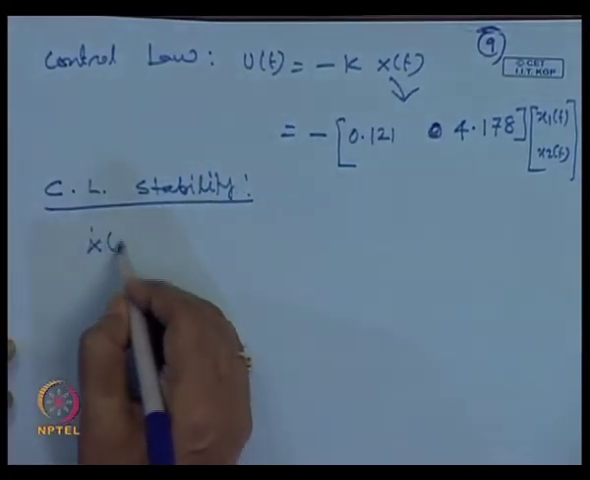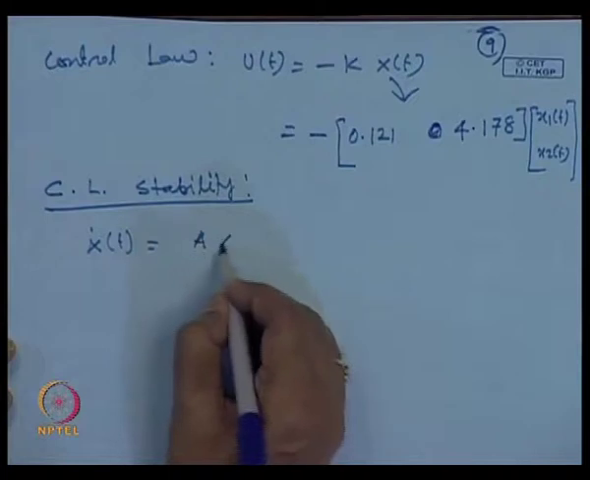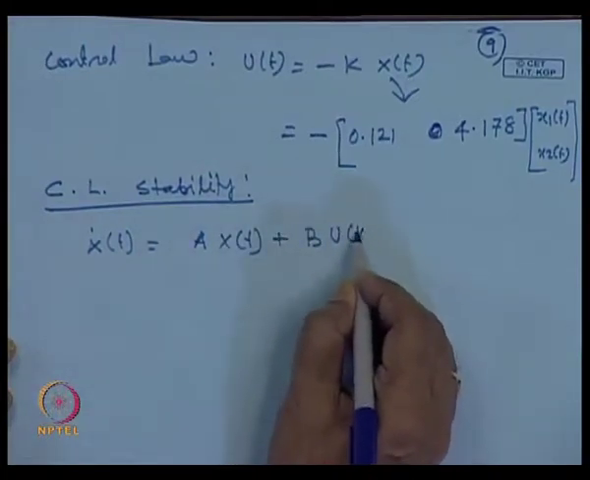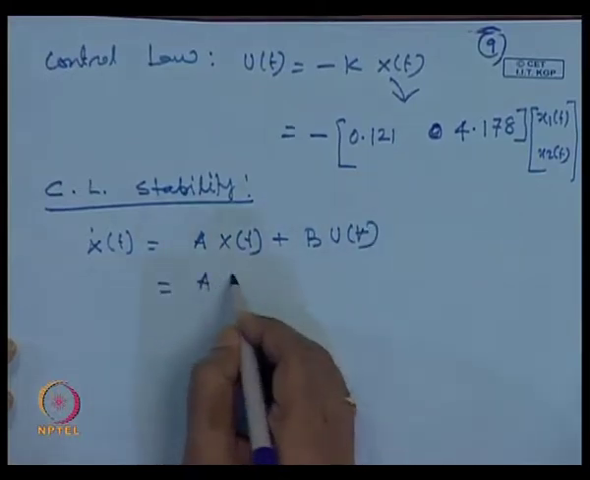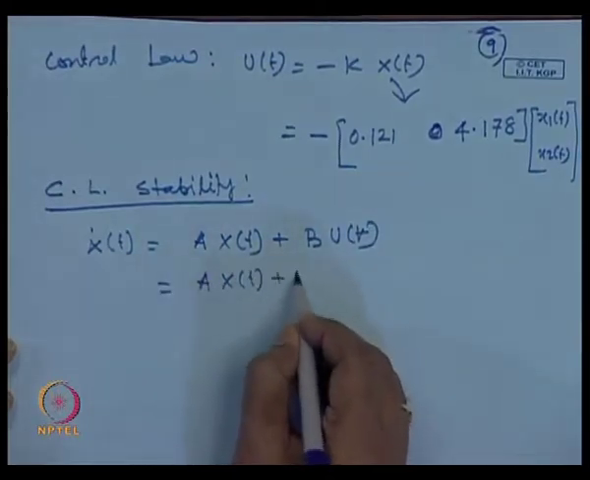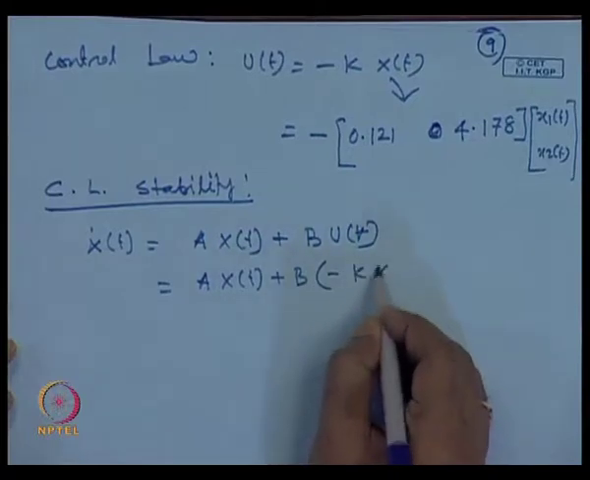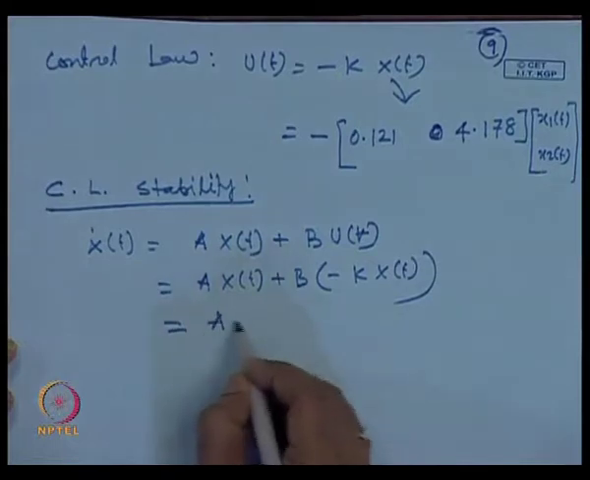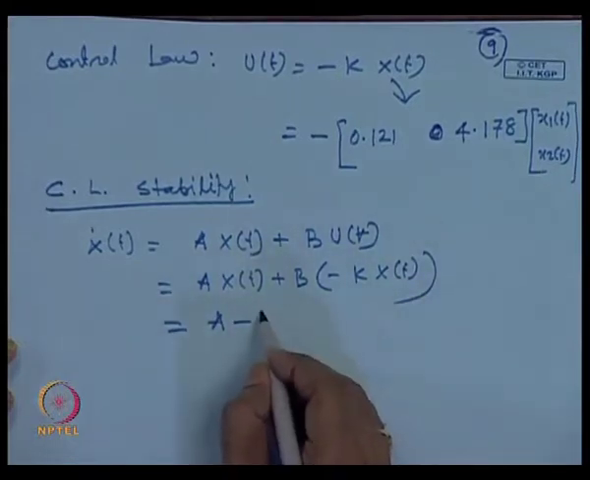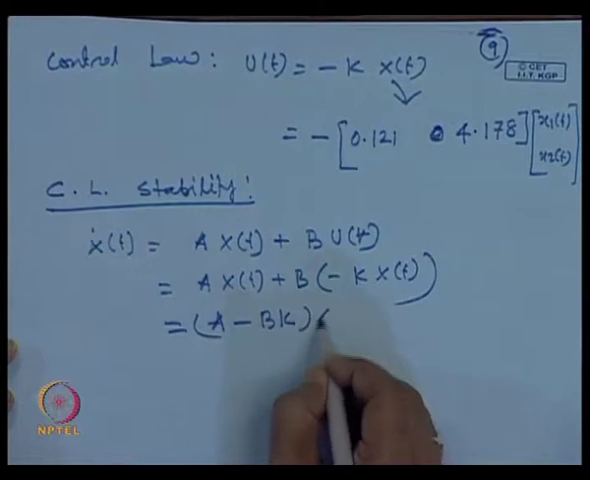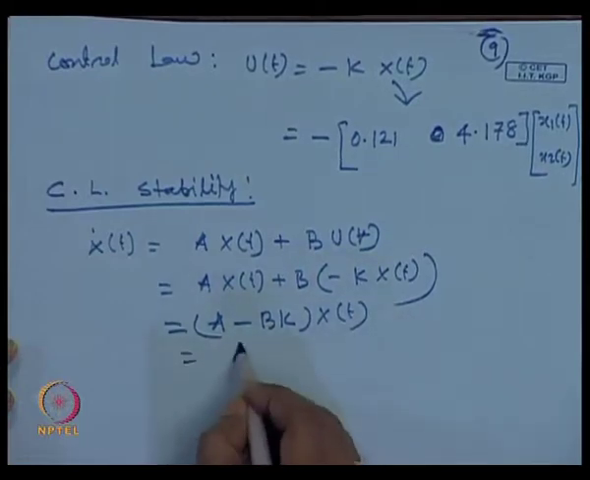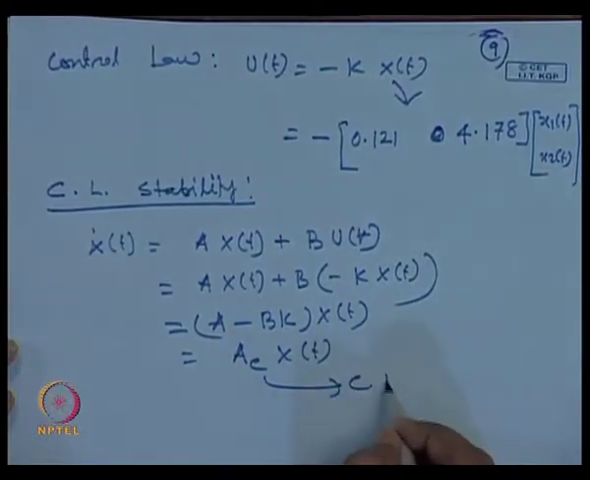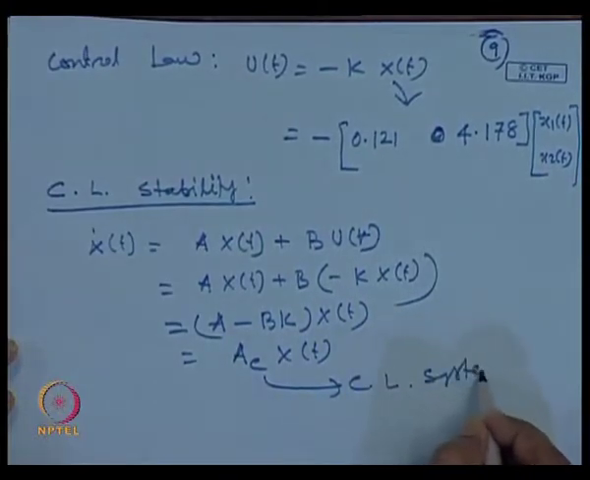So, our x dot is equal to A x of t plus B u of t, and if you put the value of u of t is equal to minus K x of t, our closed loop system will become, you take the x of t common, (A minus B K) x of t, and this is nothing but A suffix c x of t, and this is our closed loop system matrix.